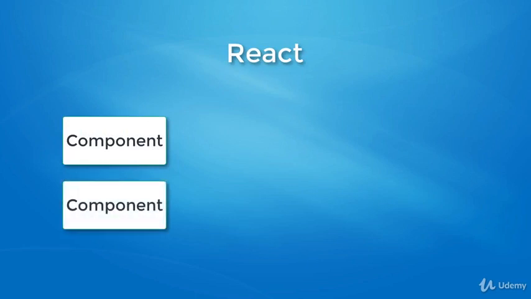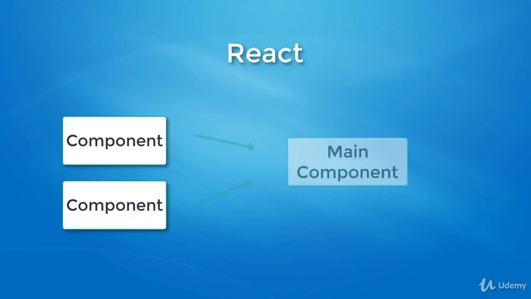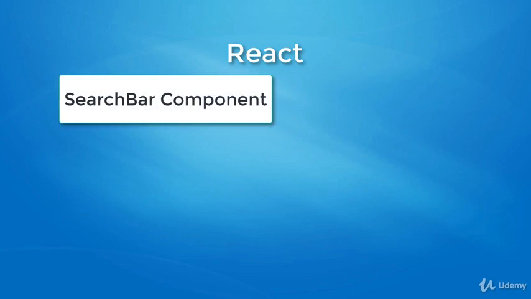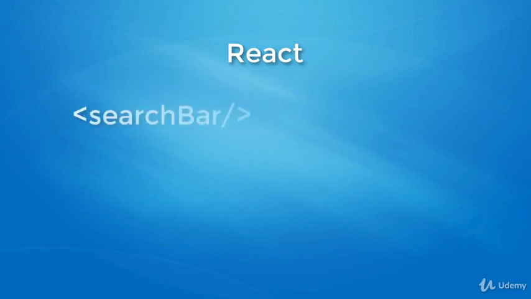And all of these components, once you combine them together, make up a complex component that builds up all of the UI for your website. For example, imagine one component builds up the UI for a search bar on your web page. That component would be represented like so, search bar. Don't worry too much about the syntax, we'll go over it in more depth once we start writing React code.